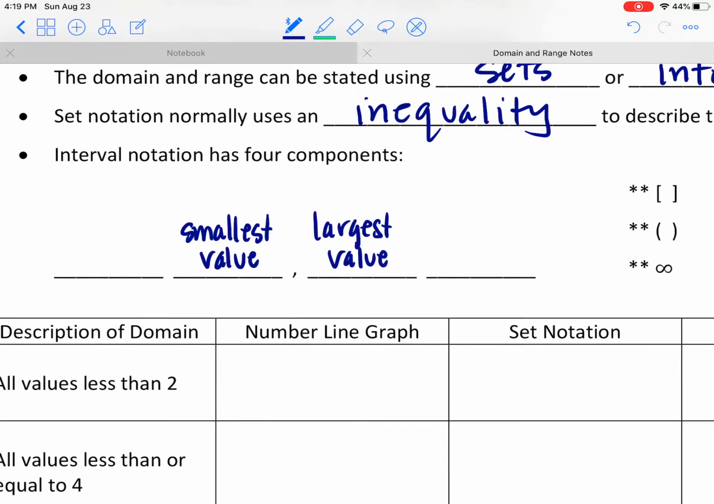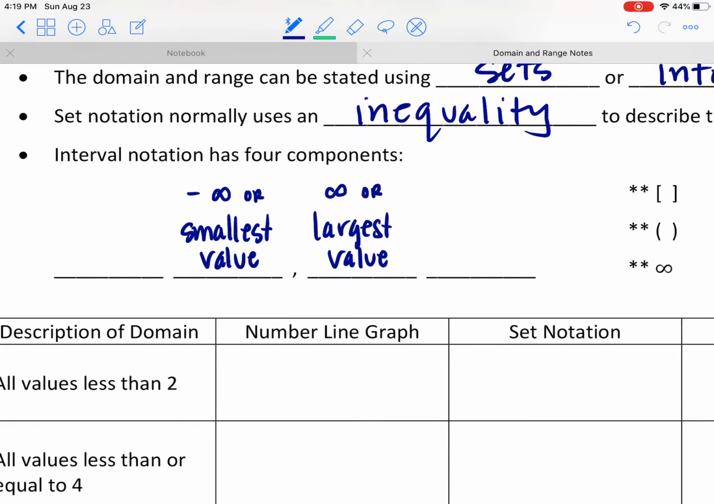And it's possible that we don't have a smallest value, or it's possible we don't have a largest value. It's possible that our graph would be going forever in the negative direction, which means instead of a smallest value here, we could have a negative infinity. So a negative infinity could go here, or some smallest value. And the same thing here, we might not have a largest value, we might have a graph that goes forever in the positive direction. So we could have here a positive infinity or some largest value. Okay, so we have some start and stop, some smallest value and some largest value in our interval.